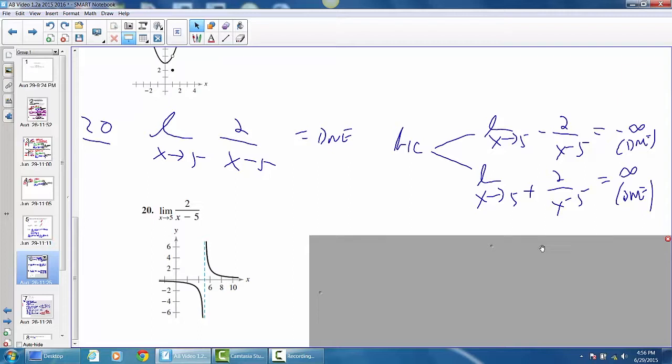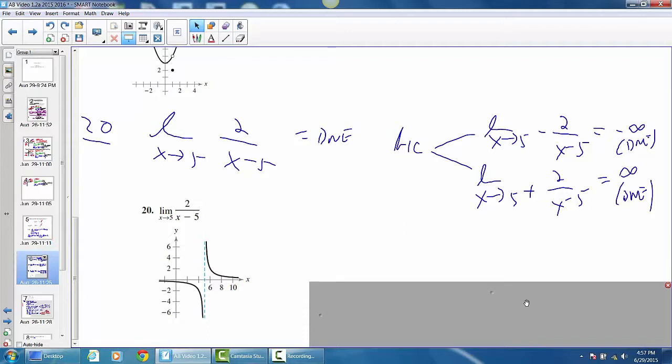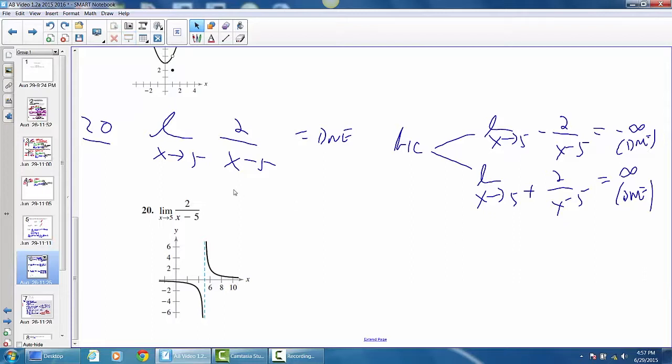All right, obviously these two bugs, this bug over here on the left and this bug over here on the right, are not anywhere near each other. And of course, yes, you can see algebraically, one goes to negative infinity, one goes to infinity. So we say that the two-sided limit simply does not exist.